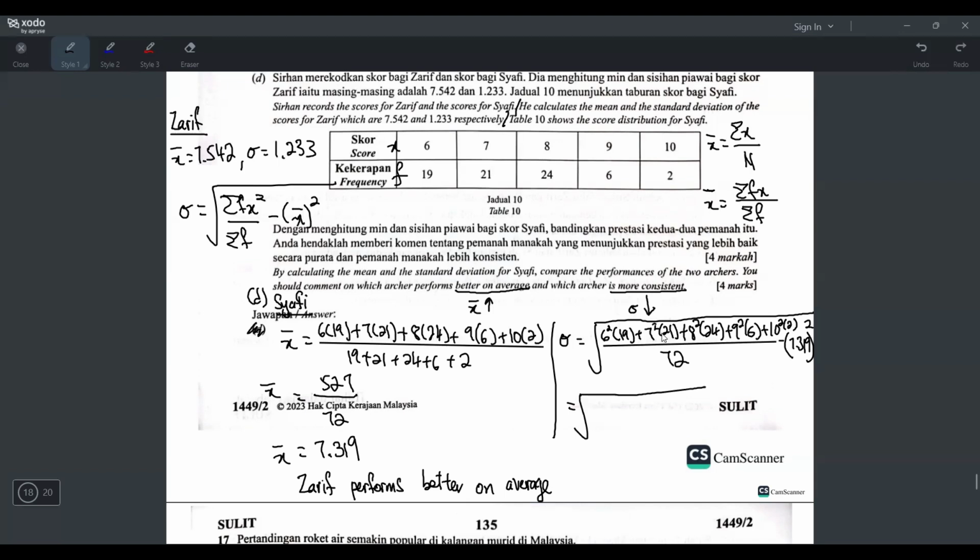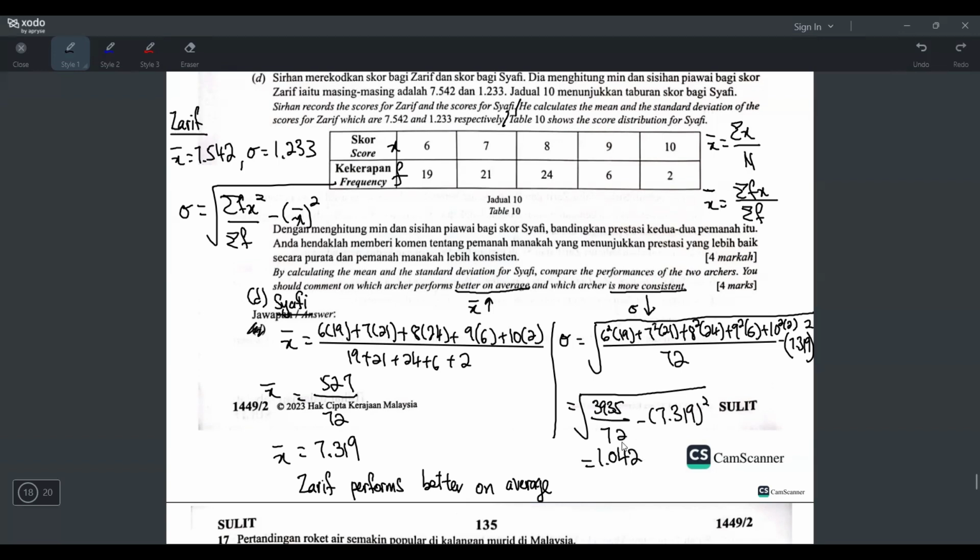Okay, the jumlah atas semua sini you tekan, you will get 3935. Okay, and you have to over 72 minus 7.319 square. So now I will tekan 3935 divided 72 minus 7.319 square, and then equal, and then I will square root answer. So I get 1.042, right?